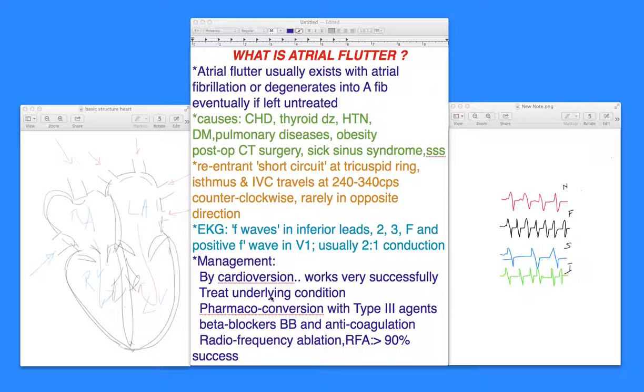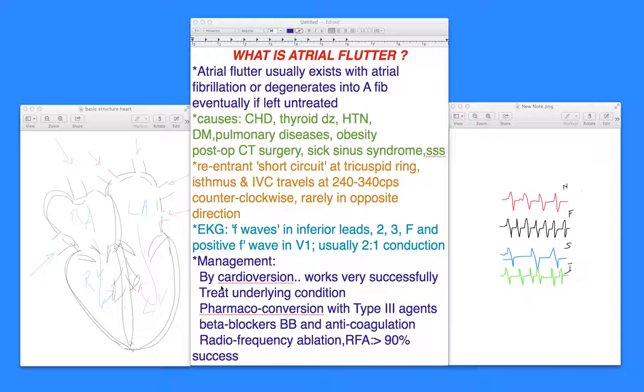Management is clearly dependent on cardioversion or pharmacoconversion, specifically if the patient is hemodynamically stable. In other words, blood pressure is good, the patient is not having chest pains, and there's no deterioration or impending shock. One may try type 3 agents, which work the best, whereas for atrial fibrillation, type 1A drugs work the best. Anticoagulation is pretty much on the same guidelines as for atrial fibrillation.